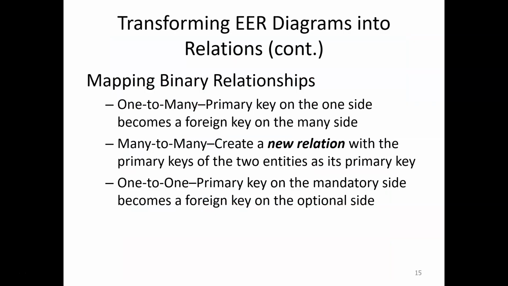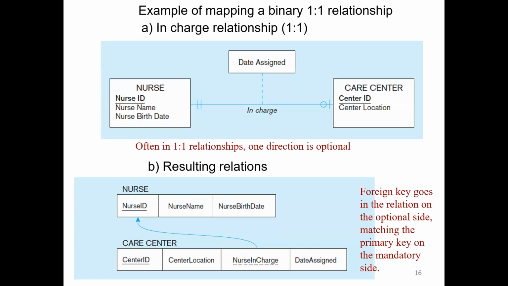If there is a one-to-one relationship, then the primary key on the mandatory side becomes a foreign key on the optional side. So let's take a look at an example here. In this case here, we have 2 entity types. One is nurse, the other is care center. One nurse is in charge of one care center or not in charge of any care centers. Here we have mandatory one on the nurse side, and we have an optional one on the care center side.